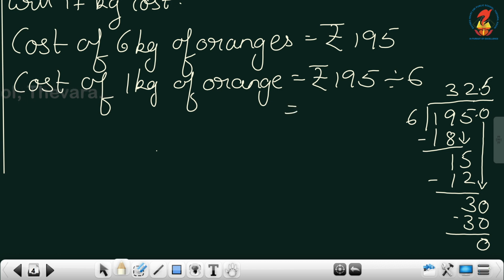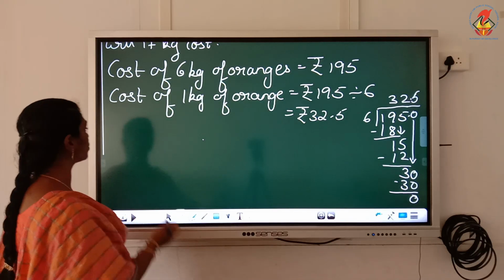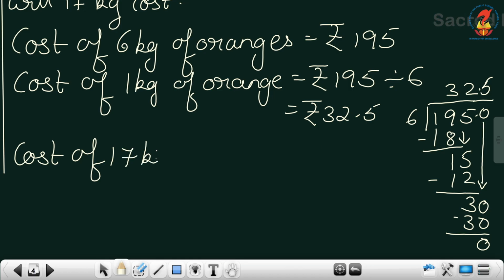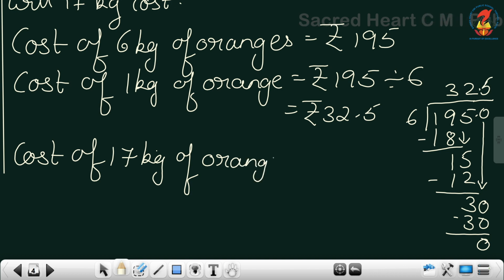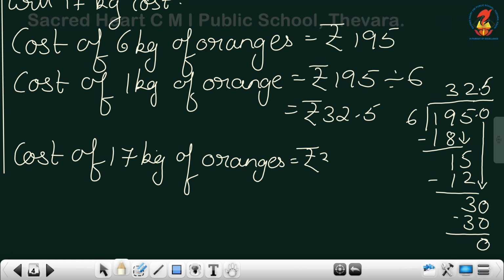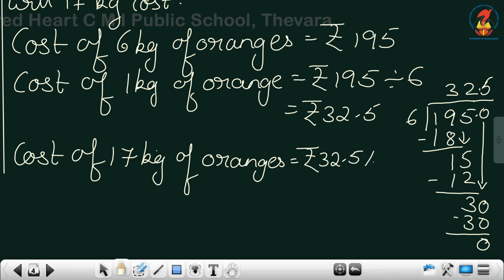So, what is the cost of 1 kg? Rupees 32.5. This is the cost of 1 kg of orange. Now, what was the question to us? You have to find out the cost of 17 kg of oranges. 17 kg of oranges, that is equal to, what do you have to do, children? You are given the cost of 1, you have to find out the cost of more. What do you have to do? Yes, we have to multiply. So, rupees 32.5 into 17.